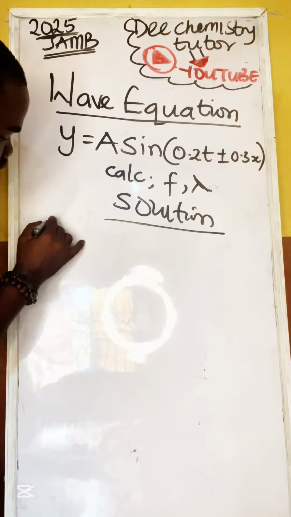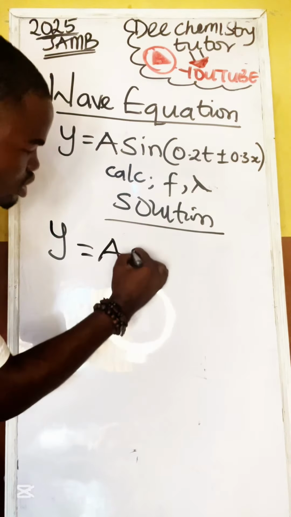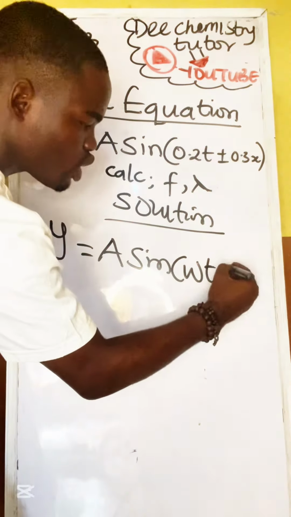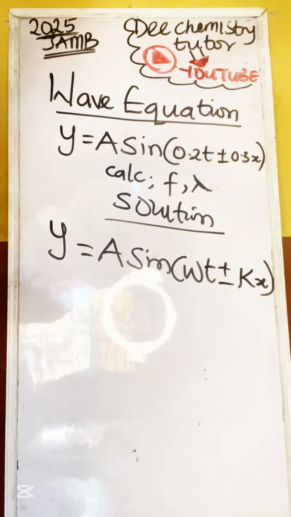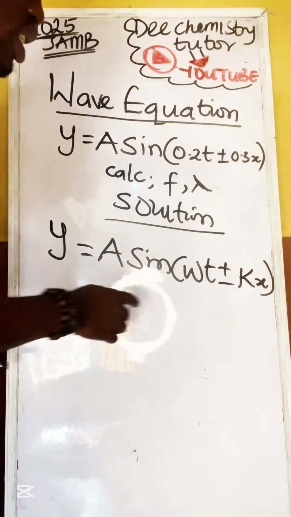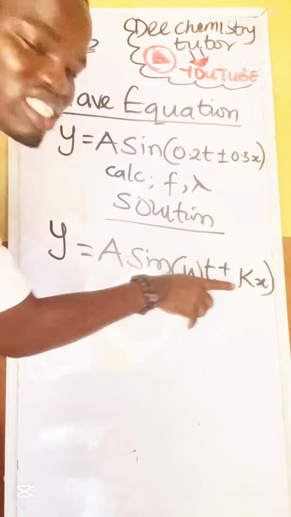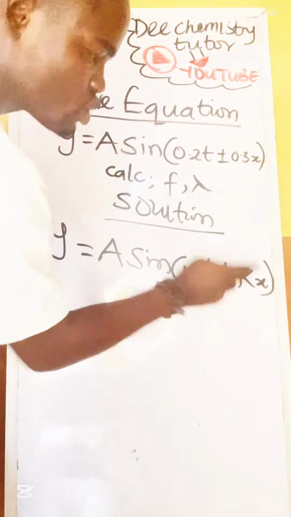Now, if we have y, this is the general wave equation: a sine omega t, plus or minus kx. This is the general wave equation. Now, if you look at this very well, this is the omega. Now, this that you are looking at here is called the phase difference, or sometimes they call it the phase angle. So this is what is known as that.